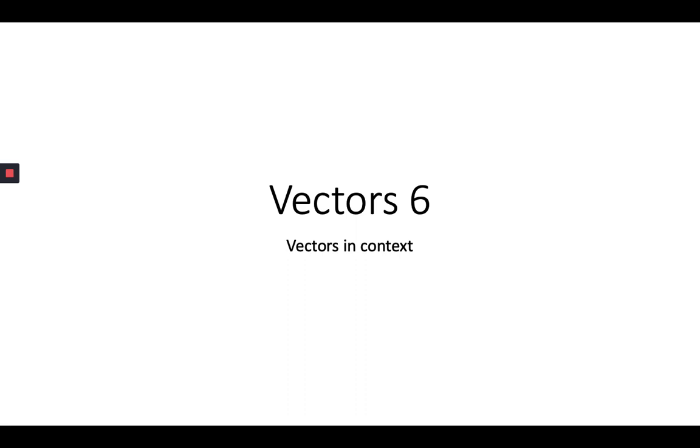This is vector 6. We're the last part of this unit, this chapter, before we do the mixed exercise, and this is looking at vectors in context. Key things here, we're going to go through a couple of definitions that are important to know and then have a look at a couple of examples.